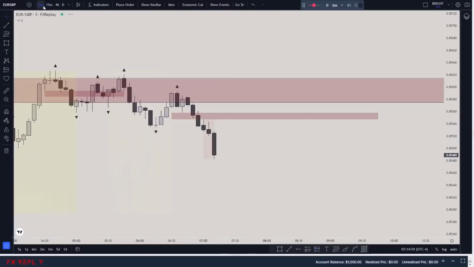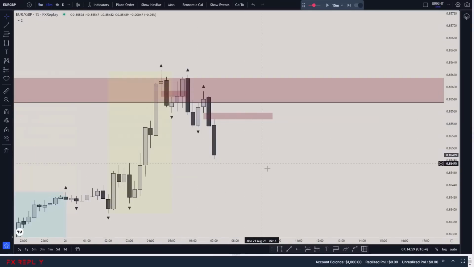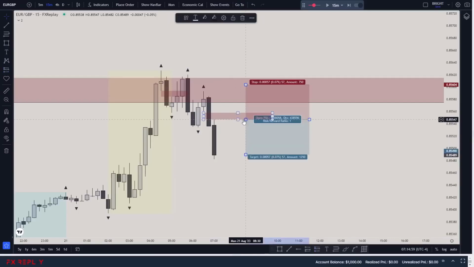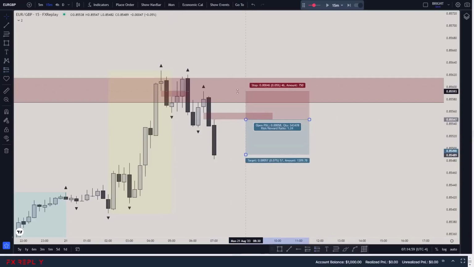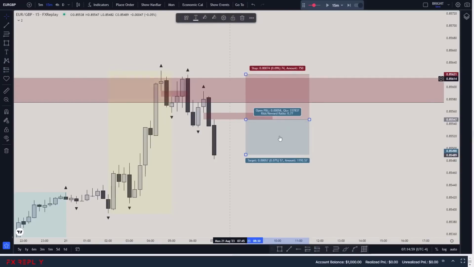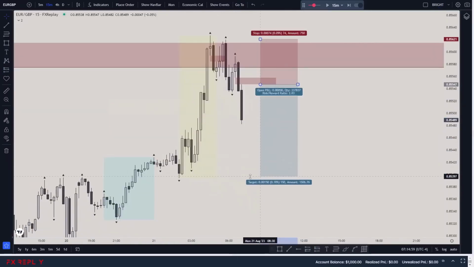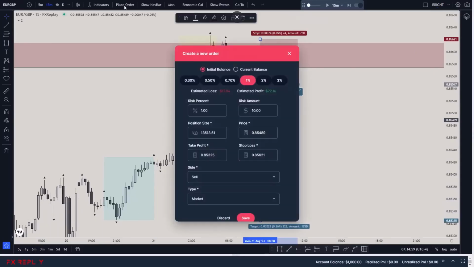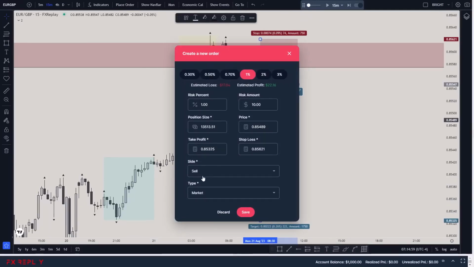Let me go to 5 minutes just to see what's happening. Okay, there is nothing. There is this breaker block where price is reacting from, but I'm gonna stick to the 15 minutes actually. So we're gonna go short here at the beginning of the fair value gap. Stop loss, I would go above this high, and then take profit. Let's do 3 to 1. This order is gonna be a limit order, save, and that's it.